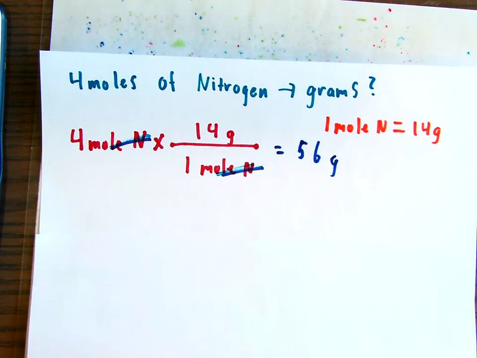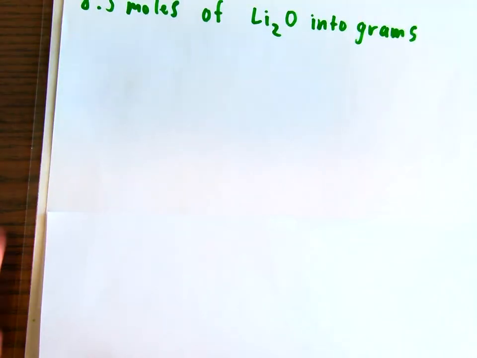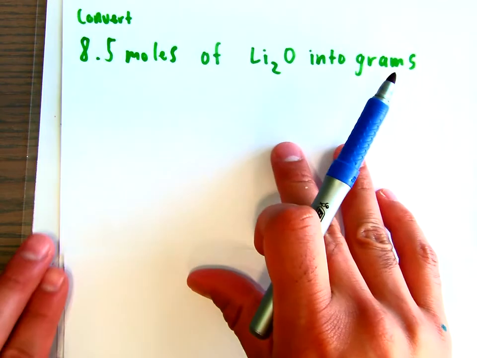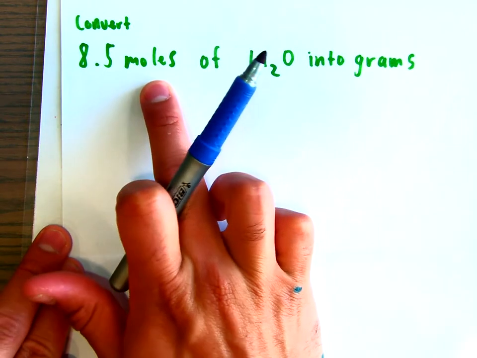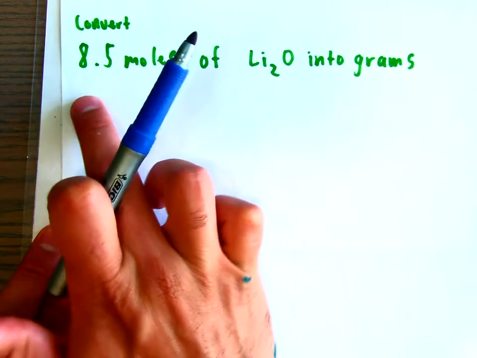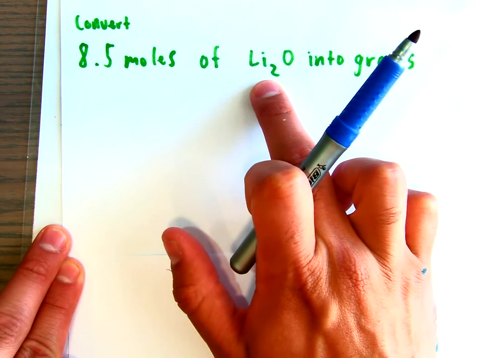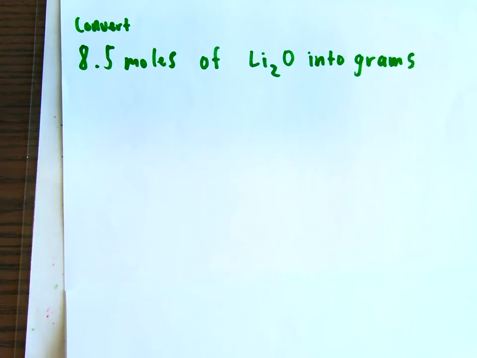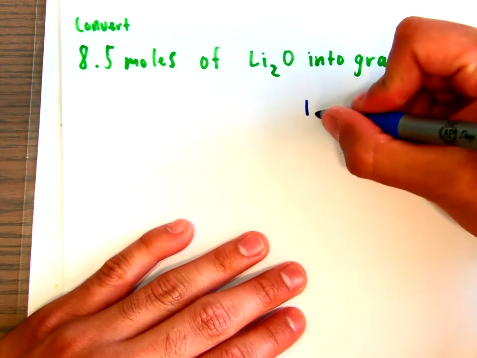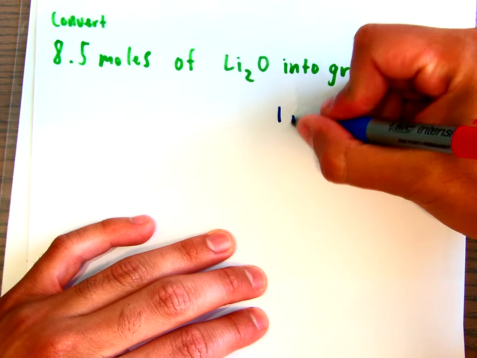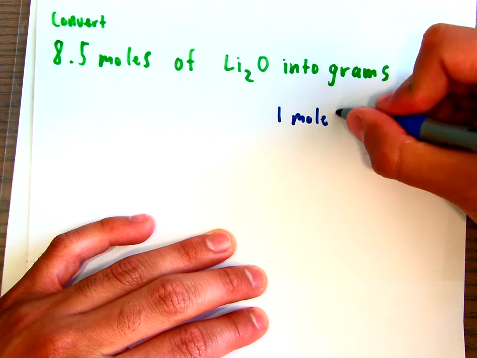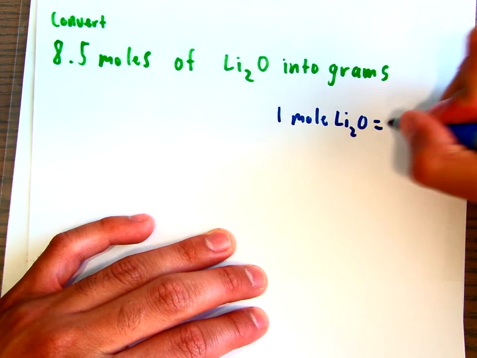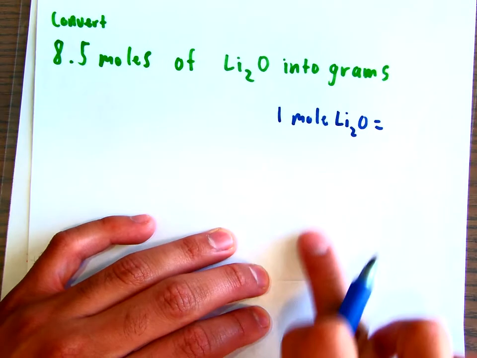All right, one more conversion here. This conversion, same thing. We're converting from moles to grams. So I have 8.5 moles of lithium oxide, and I want to convert that into grams. Okay. So first thing, set up my equivalent. 1 mole of Li2O, lithium oxide, equals how many grams? Well, let's figure that out here, right?